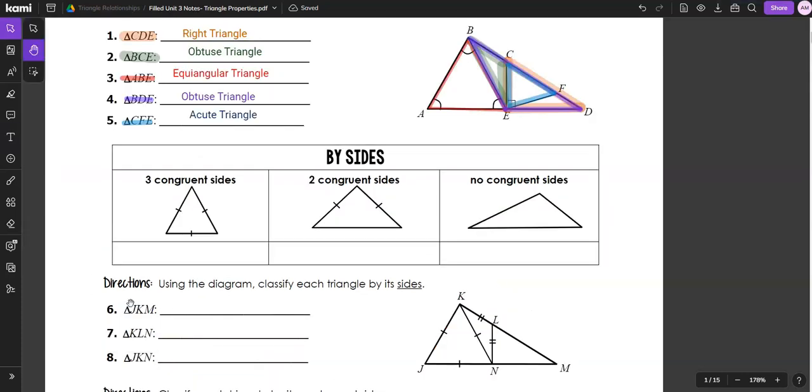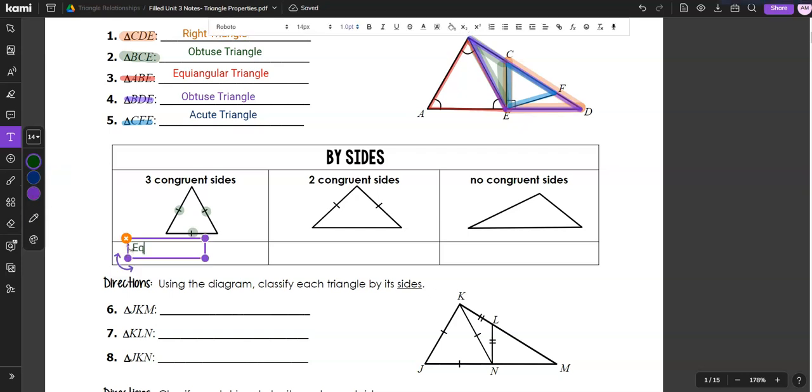All right, so just like we can classify our triangles by their angles, we can also classify our triangles by their sides. So we can see these little tick marks. Remember, the tick marks mean congruent. So for the first one, we have 3 congruent sides. So that tells me we call this an equilateral triangle.